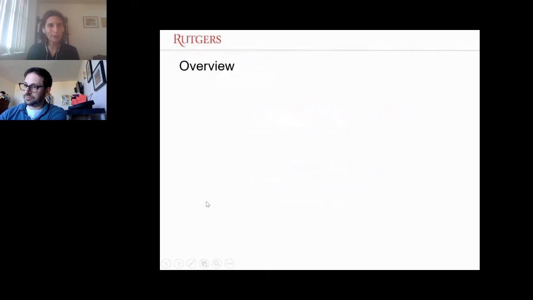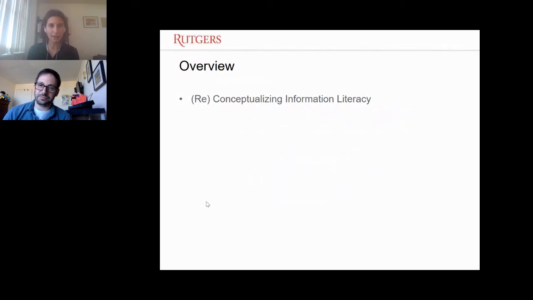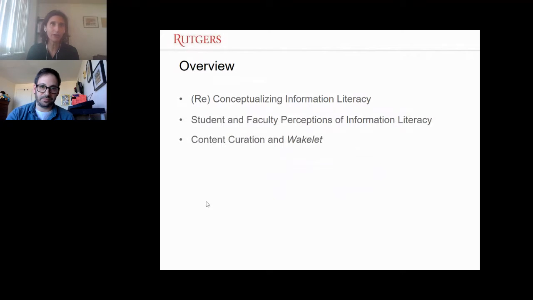So, an overview of this quick presentation. We're going to start by reconceptualizing information literacy to try to broaden the definition that's often used. Then we're going to briefly talk about the dissonance between faculty and student perceptions of information literacy and some gaps in information literacy for students. And then talk about the role of content curation in information literacy, and specifically the tool Wakelet.